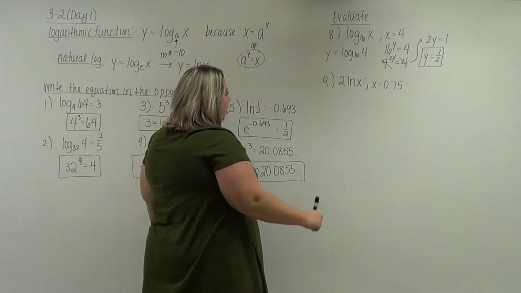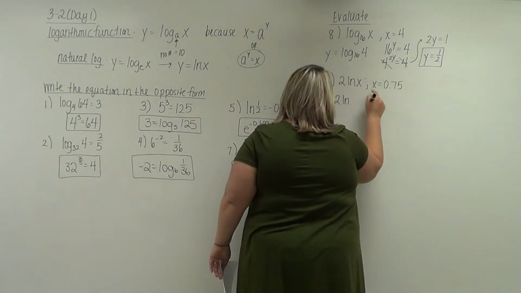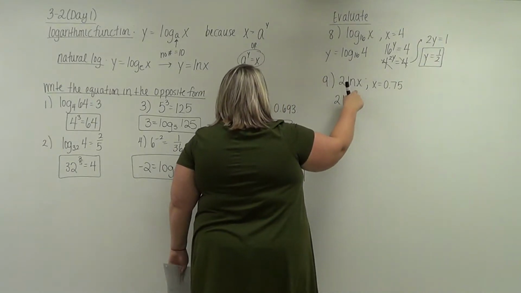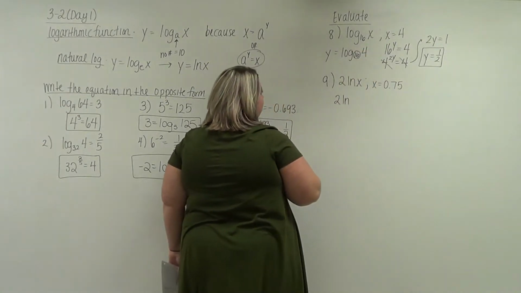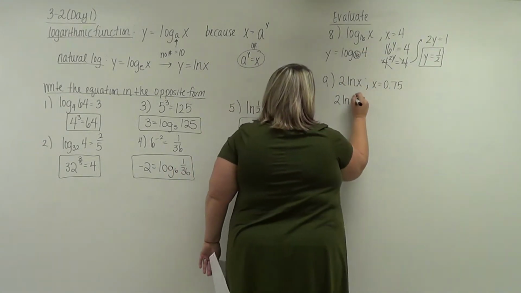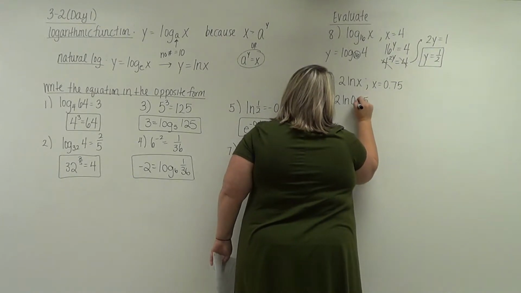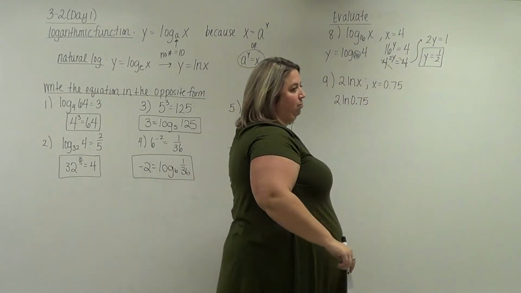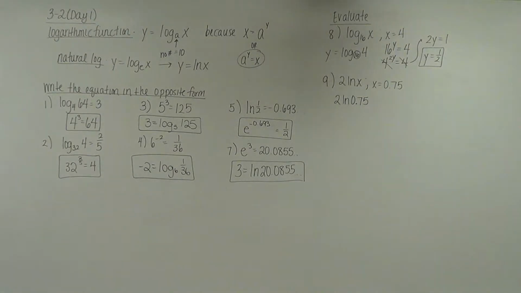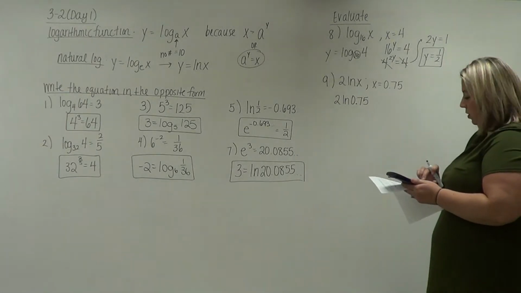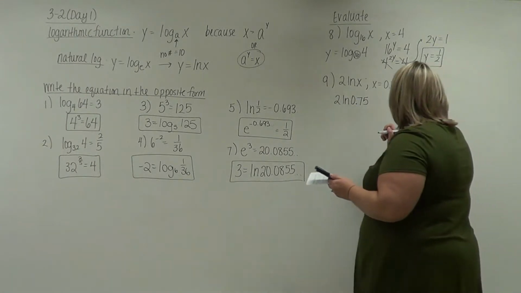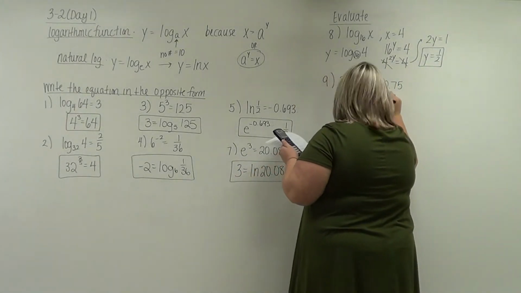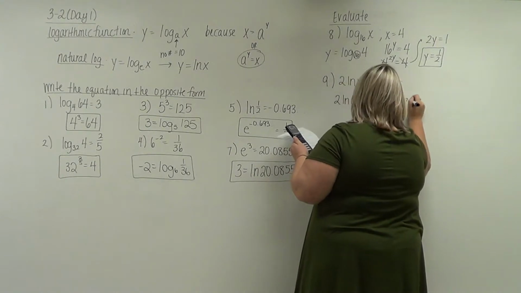Okay, when you're doing natural logs though, we're just plugging this straight in. The log button on your calculator, you can only use if this number is 10. If that number is not 10, we have to make an exponential. For natural logs, we don't have to convert that because we already have a natural log button. So what you do is you do the natural log of 0.75, and then you multiply that by 2. So the answer to this would be -0.575.